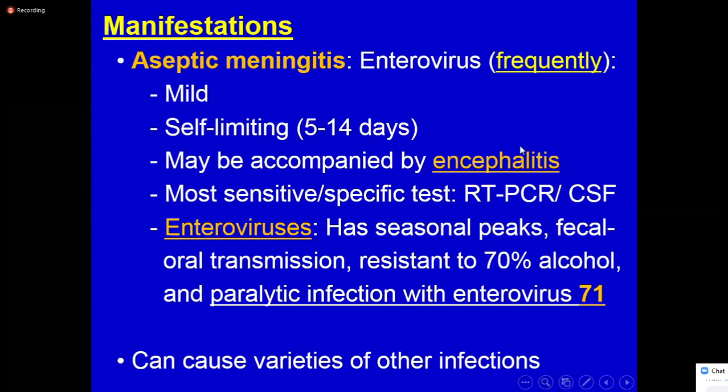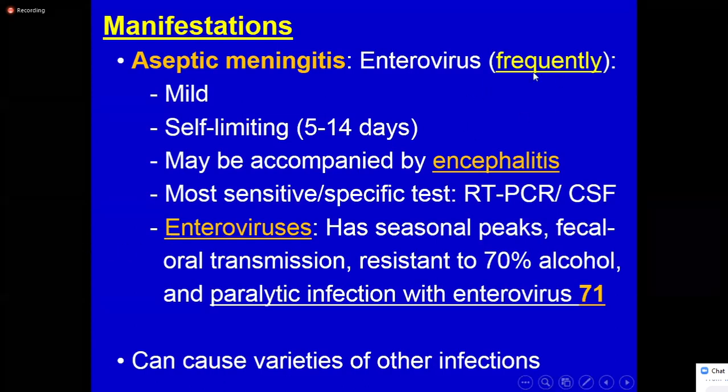It may be accompanied by encephalitis. Encephalitis is the inflammation of the brain parenchyma. Remember, meningitis is inflammation of the meninges, while encephalitis is brain parenchyma inflammation. The most sensitive and specific test to check for these viruses is real-time PCR, especially when we take a sample from the CSF. So the best diagnostic method available nowadays is real-time PCR of the CSF sample.